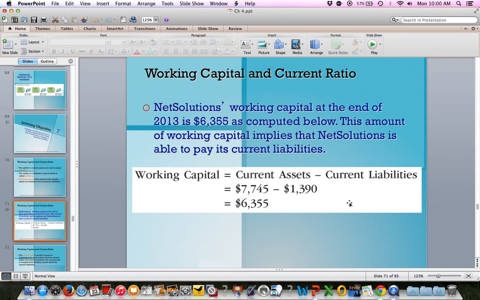In the company we've been looking at throughout the book so far, Net Solutions, we've looked at their data pretty much every chapter now. It says that Net Solutions' working capital at the end of the year was $6,355, which is simply looking at its balance sheet, taking the current asset number, subtracting the current liability number, and there it is, $6,355. Okay, so that looks like a good number, but a better way to measure that is actually to turn it into a ratio.